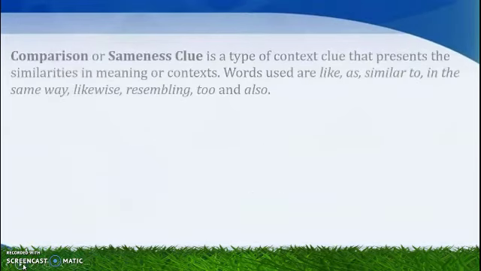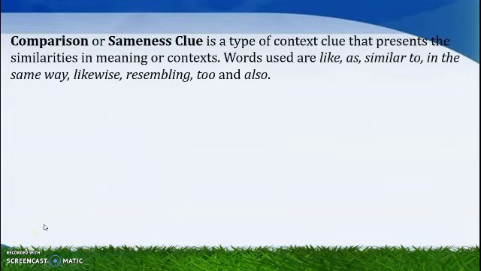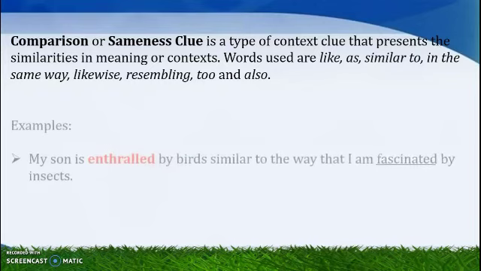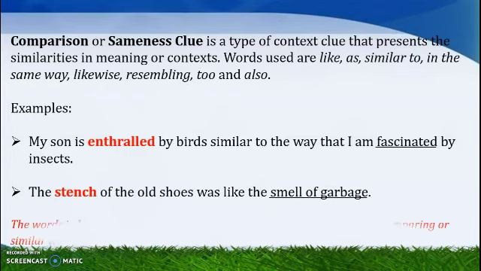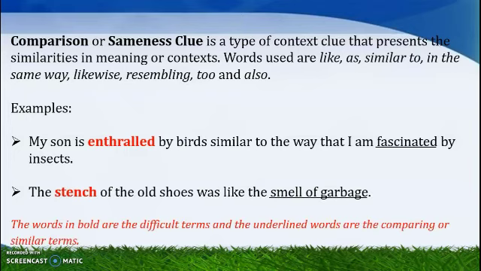Another type of context clue is the comparison or sameness clue. It is a type of context clue that presents the similarities in meaning or context. Words used are like, as, similar to, in the same way, likewise, resembling, too, and also. Let's have examples. My son is enthralled by birds similar to the way that I am fascinated by insects. The stench of the old shoes was like the smell of garbage.